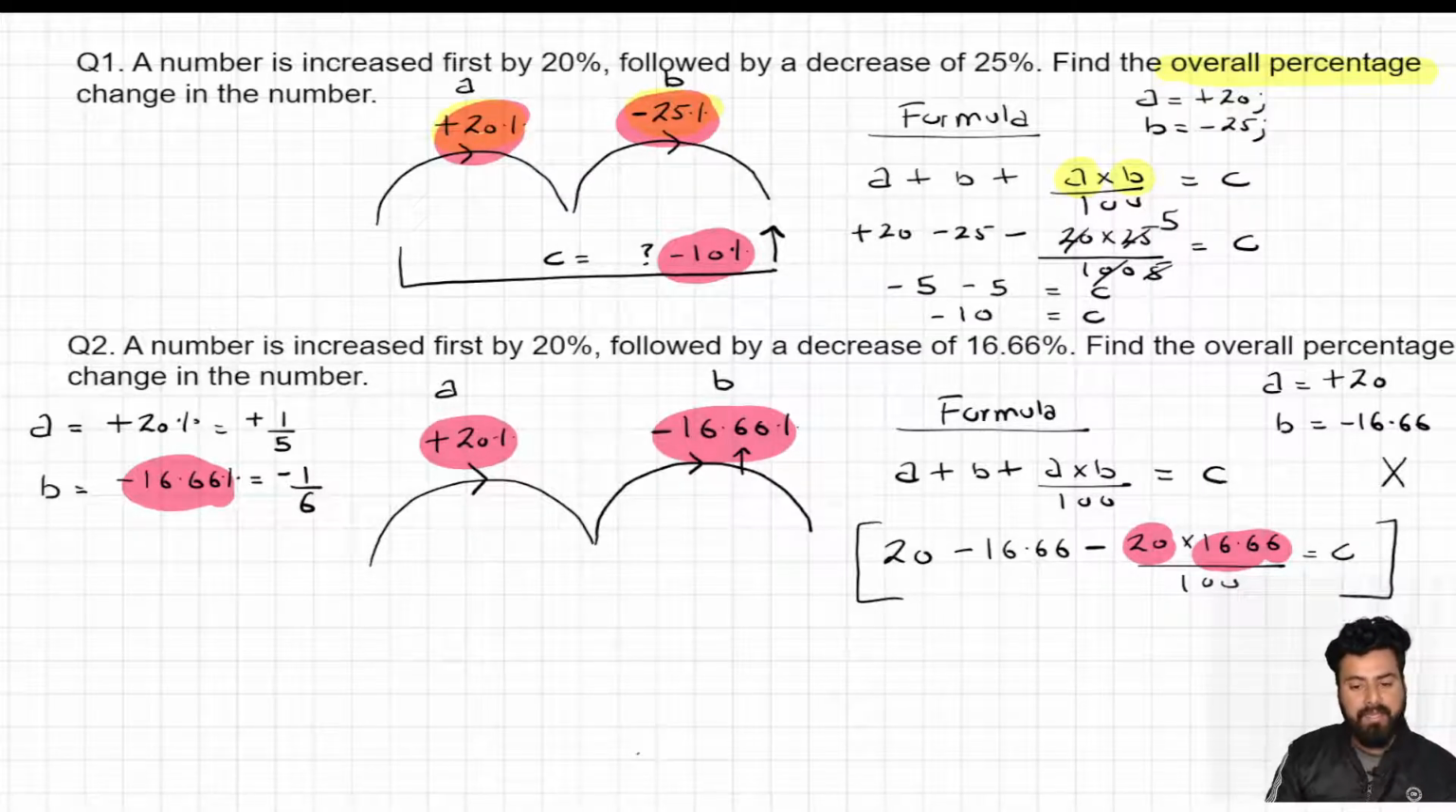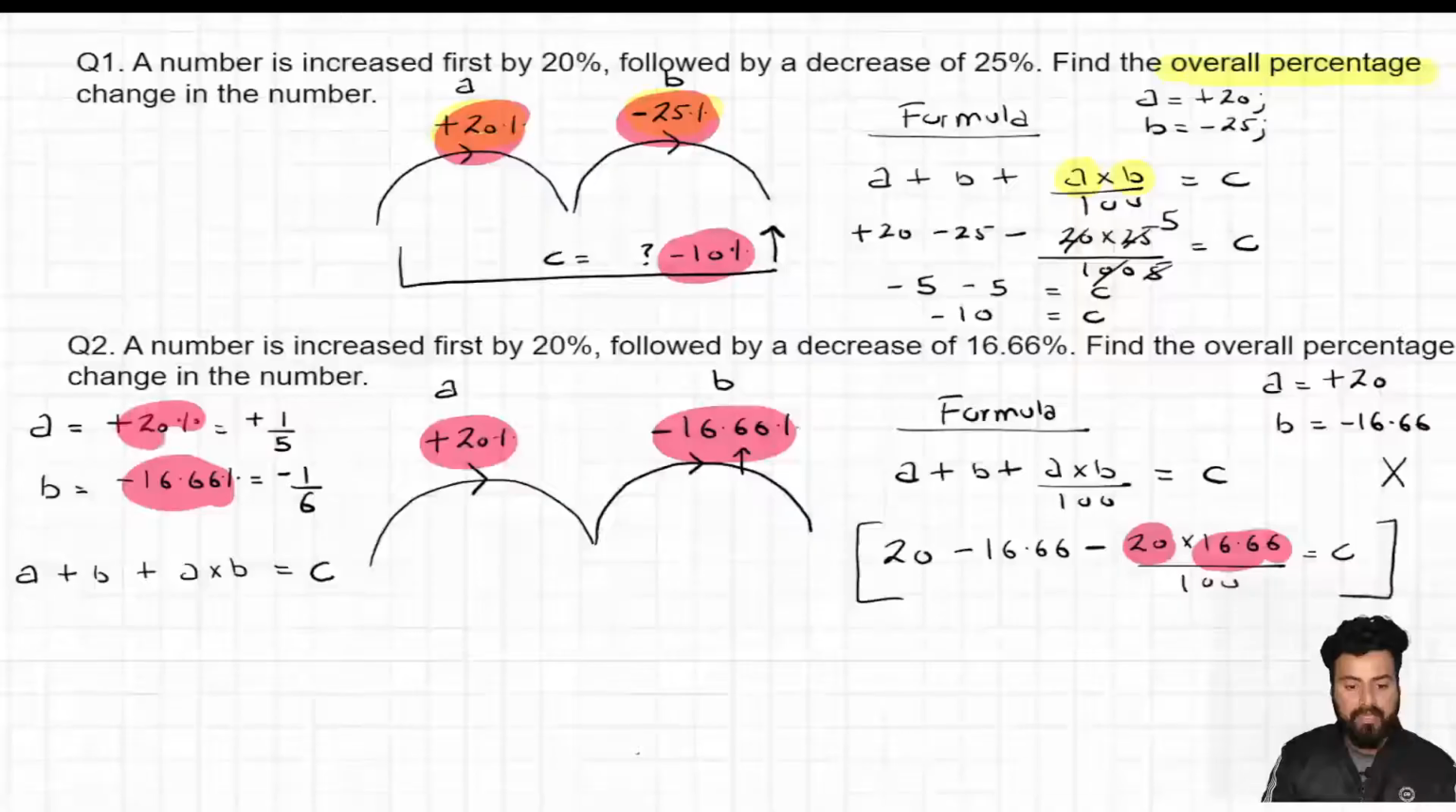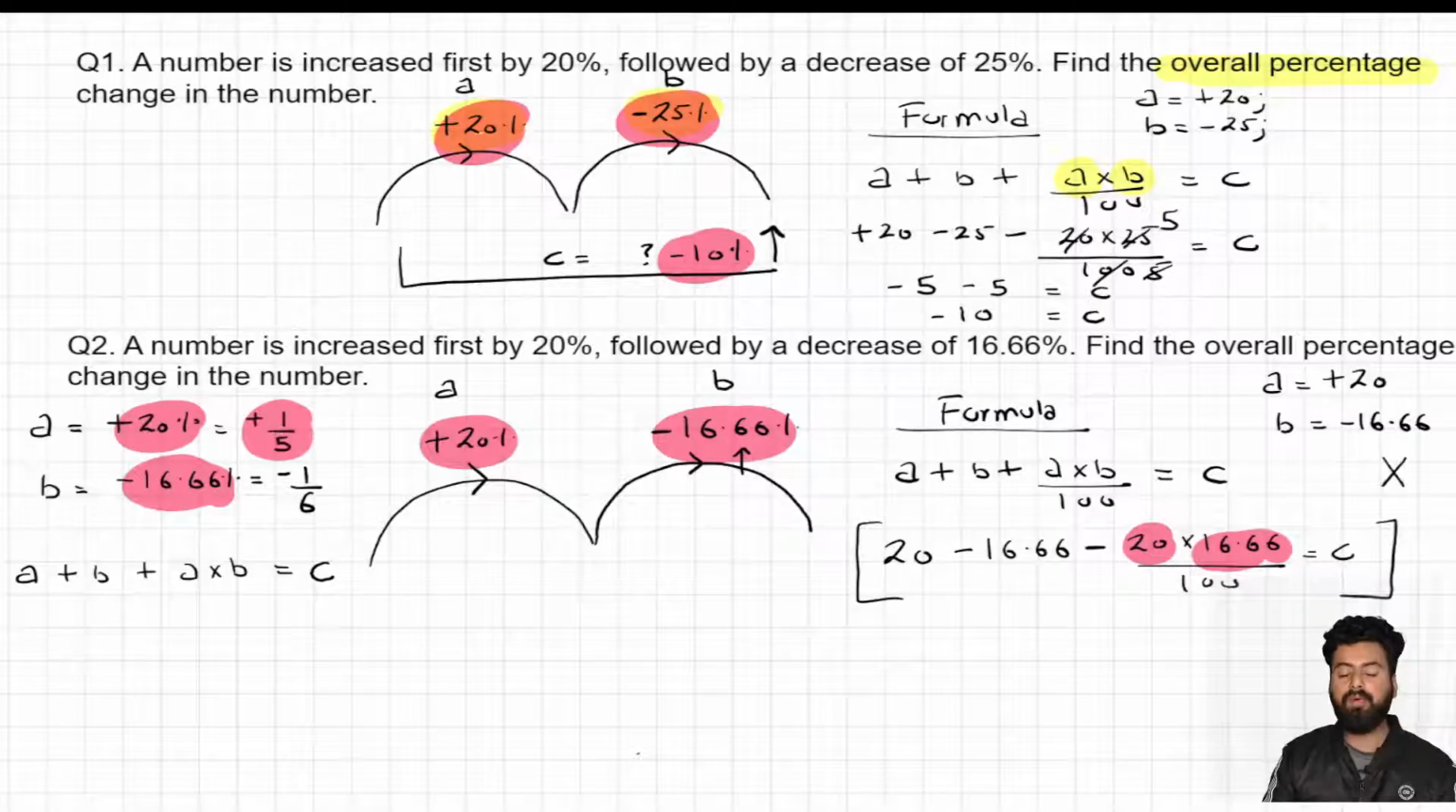And now again I'll apply the same formula. What formula? A plus B plus A into B upon 100 equals C. Now some of you must be thinking, sir, why haven't you written 100 in the denominator this time? Because I have changed the percentage values into fractional form.